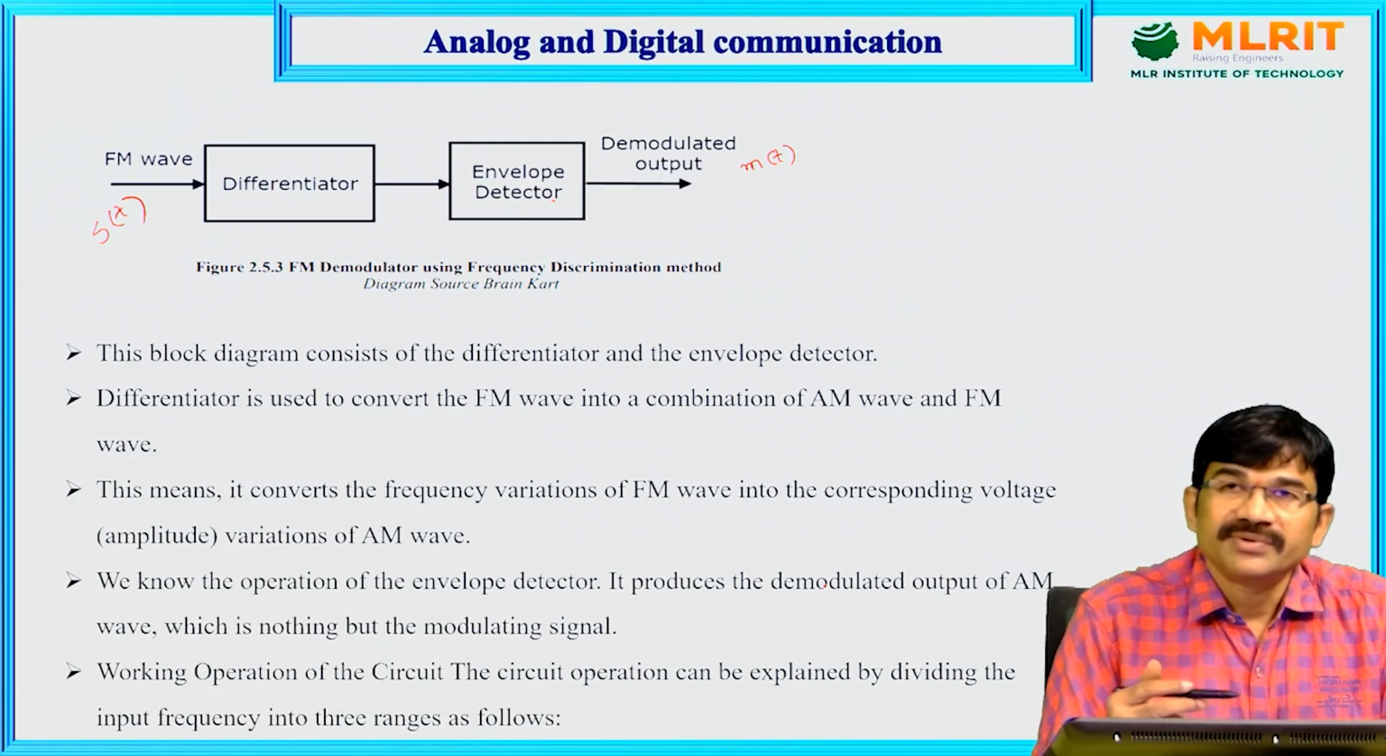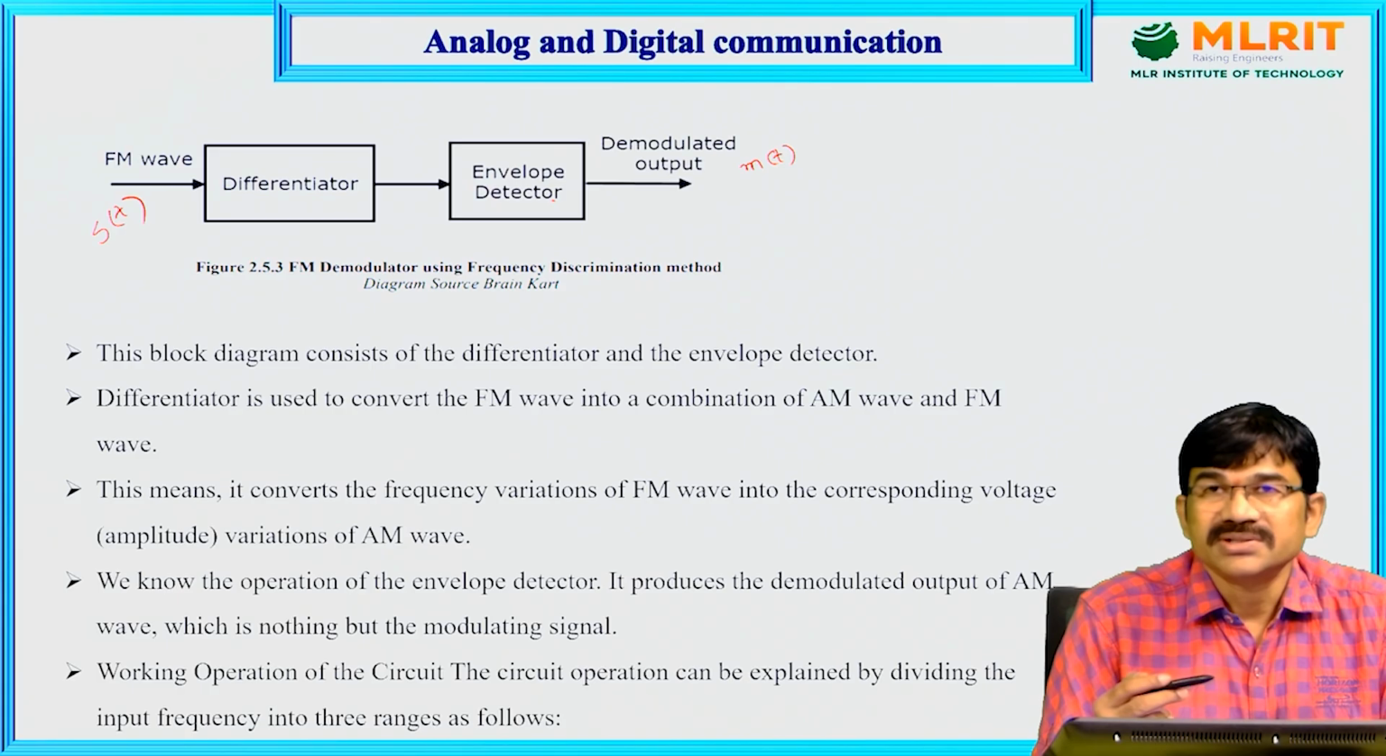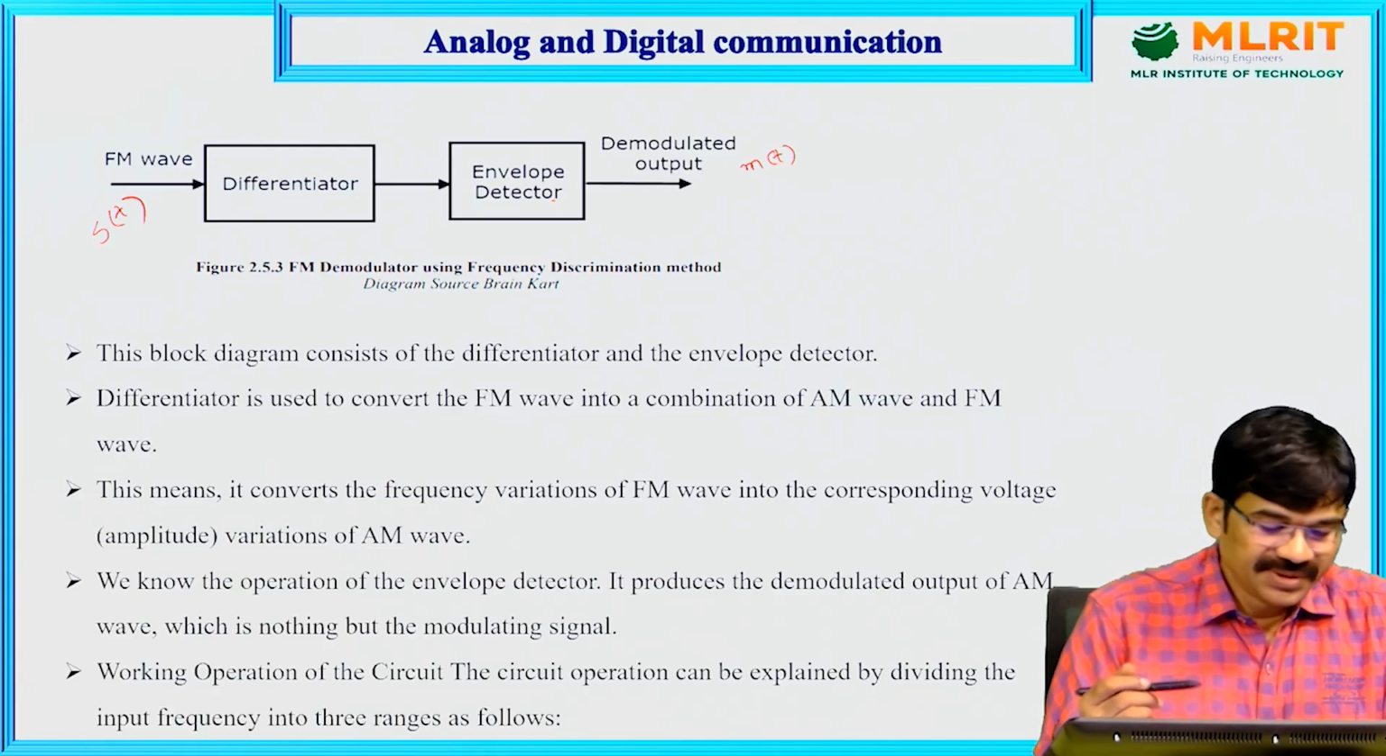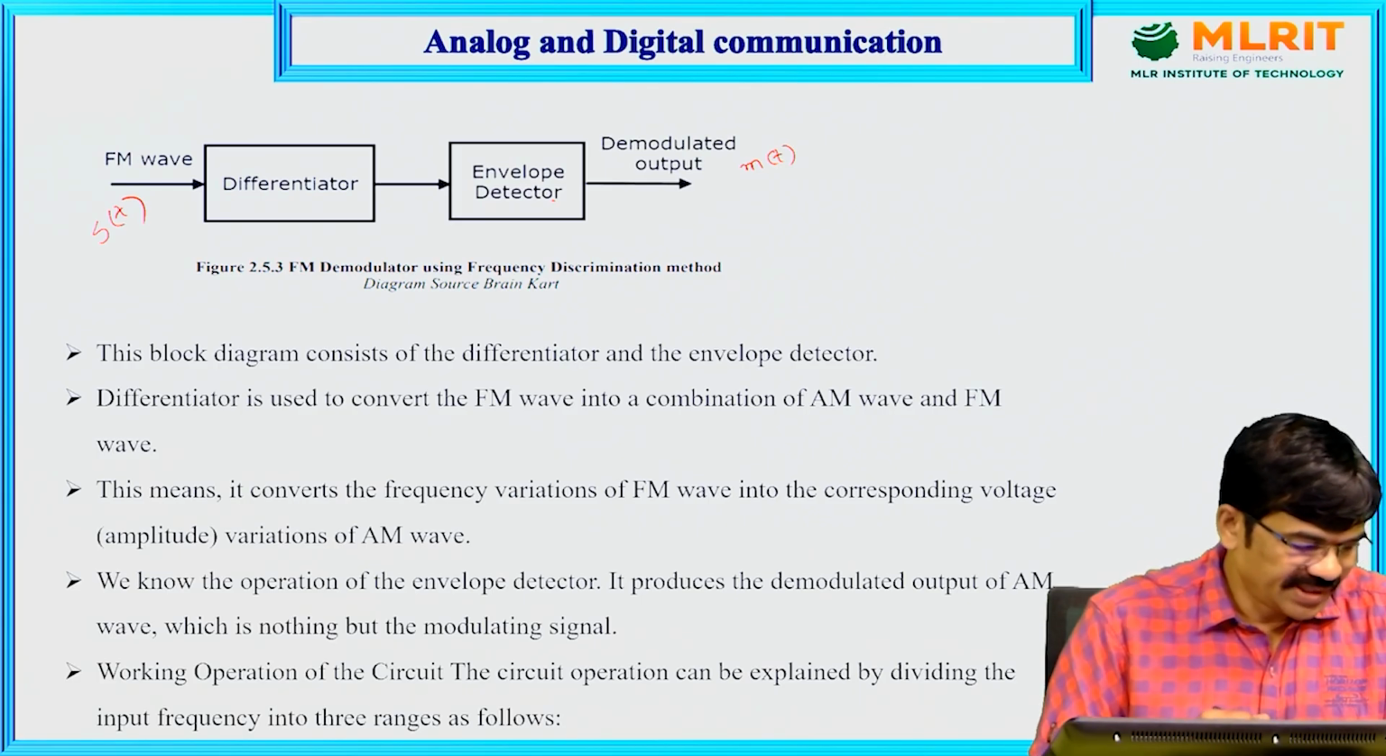There we took the time constant tau equal to RC, with a charging time constant and a discharging time constant. The charging time constant is very low and the discharging time constant is very high, and the output signal we detect is similar to the AM signal. The same we follow here. Now the working operation of the circuit.